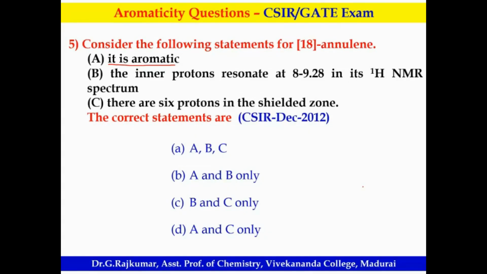Option D, you are saying? A and C only. Sir, option A, A, B, C all are correct. Are you saying option A, that all three A, B, C are correct? There are 6 inner protons. They are in the shielded zone. If it is in the shielded zone, how will the delta value be? It will be lower. Negative, sir. Yes, negative. Very good. So shielded zone means upfield.